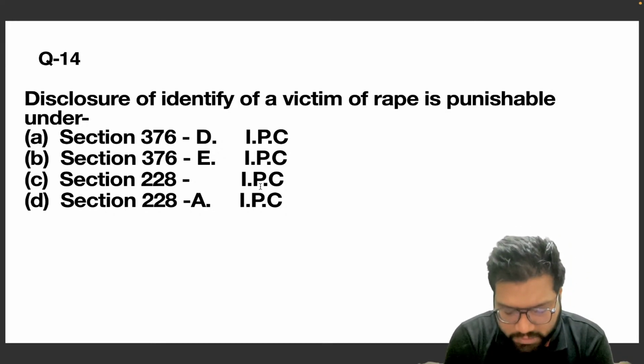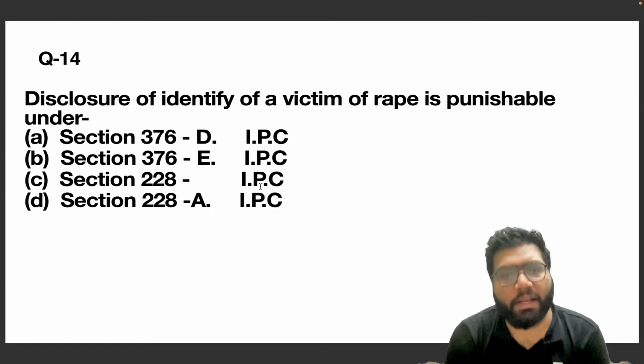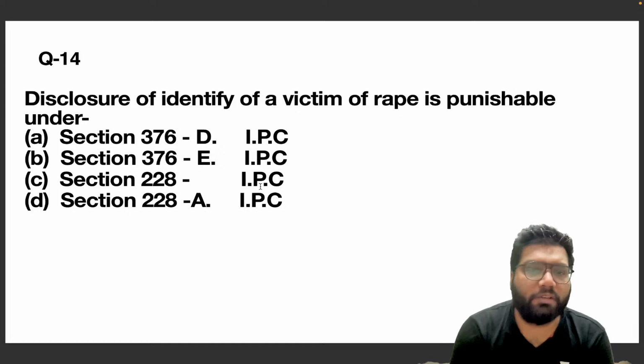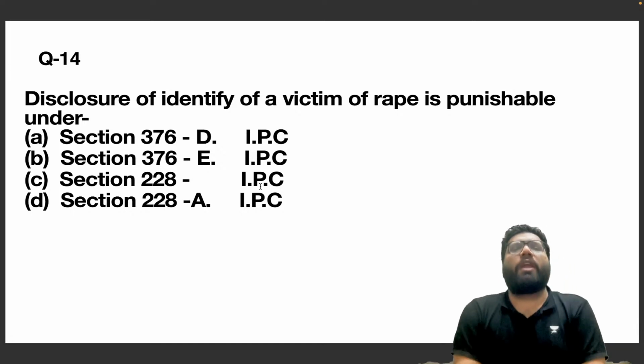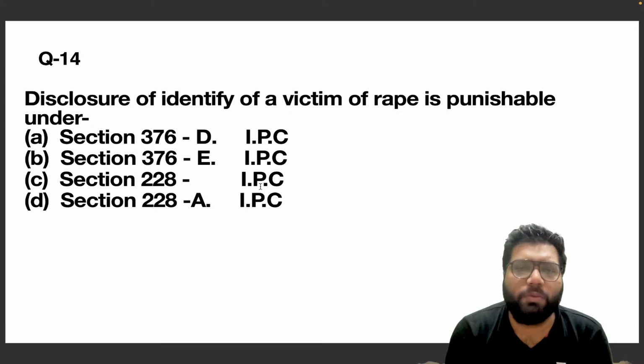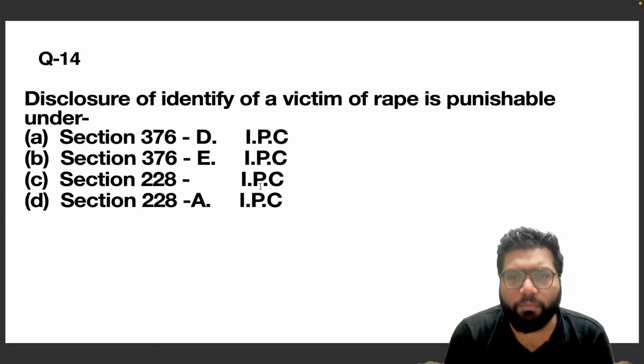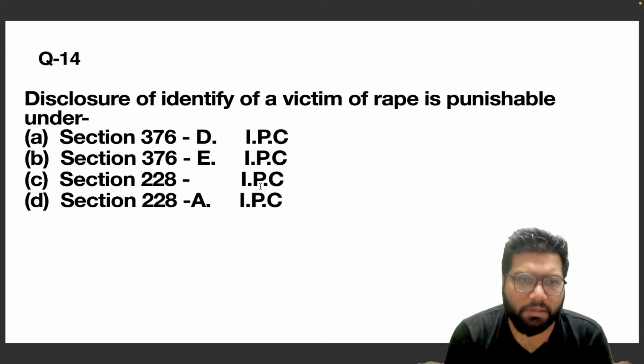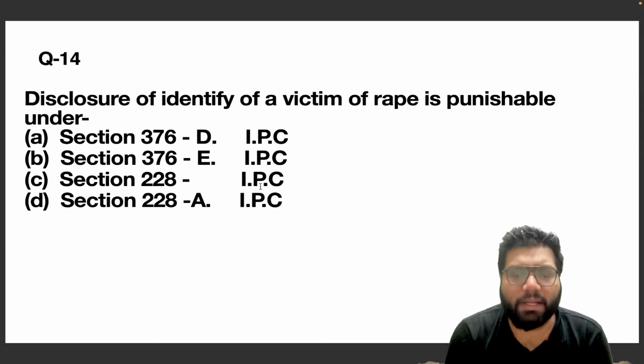Top 3 students to answer correctly: Amit, Akhilesh, and Kirti. Everyone's answer is correct. That is D, section 228A. Okay, now can you please tell me, does 228A also deal with identification of a victim of murder as well? Answer in the comments. Section 228A applies to the disclosure of identity of a victim of murder as well, or only for the victim of rape?